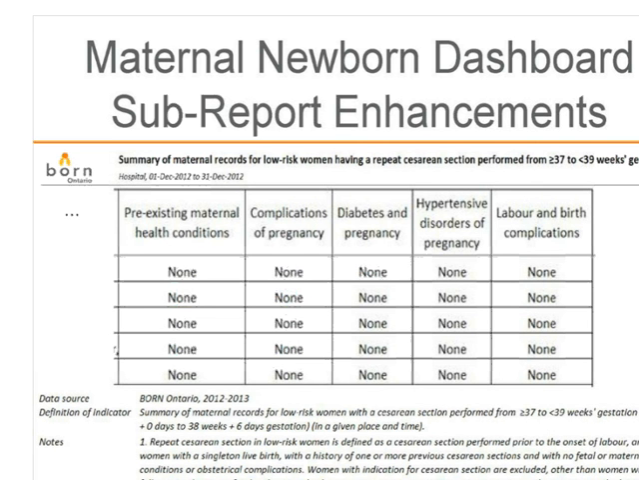If for hypertensive disorders, any women with hypertension would be screened out of this indicator because they're not considered low risk at that point. As well as labor and birth complications, it all has to be none. So for all these conditions and complications that you'll see in the subreport, and that's how the indicator was set up, all these conditions and complications must be none.